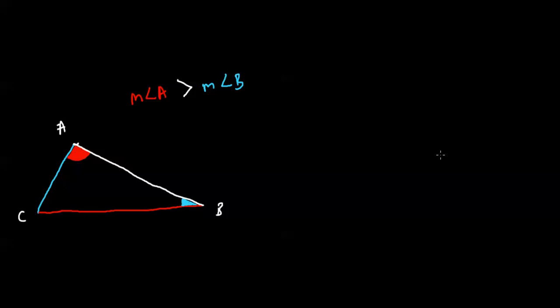Now we're going to look at another theorem, theorem 5.11. The theorem states if two angles of a triangle are not congruent, then the longer side lies opposite the larger angle. So here in our diagram, if the measure of angle A is greater than the measure of angle B, then line BC is going to be greater than AC, because line BC lies opposite the larger angle, which was angle A.